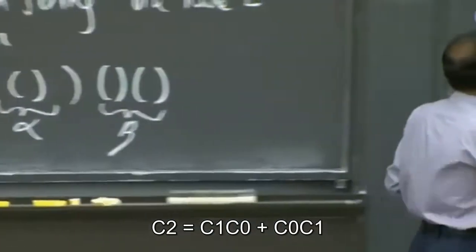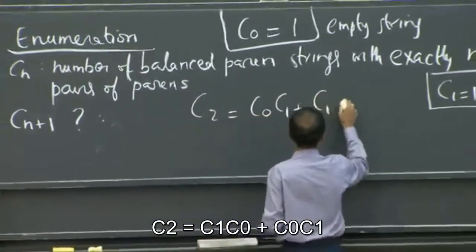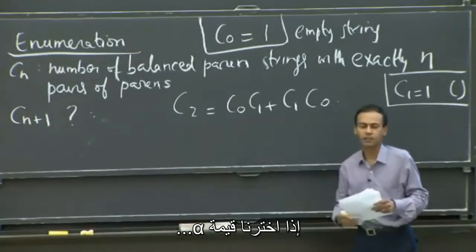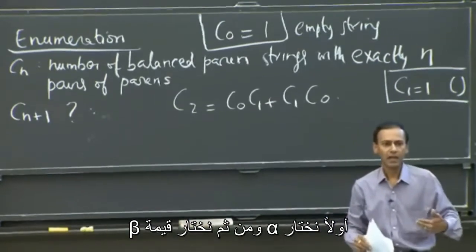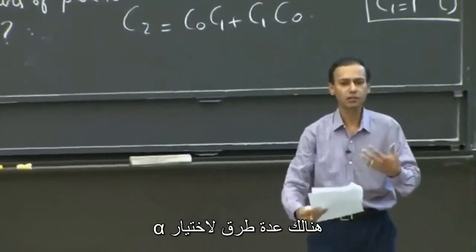C0 times C1. C2 would be C0 times C1 plus C1 times C0. Okay? And you're setting the alpha. So here's the thing. You set the alpha and you choose the alpha, and then you choose the beta. Okay? And there's a couple of different ways that you could choose the alpha.